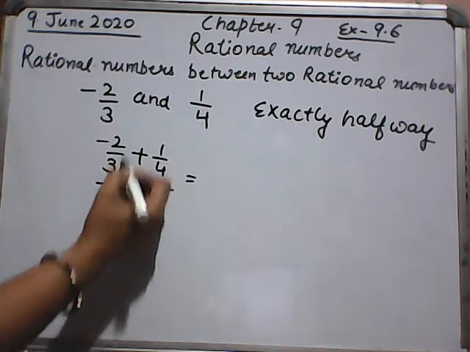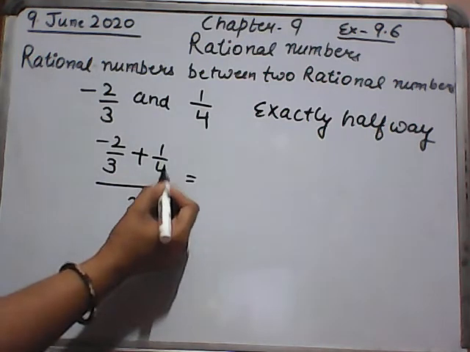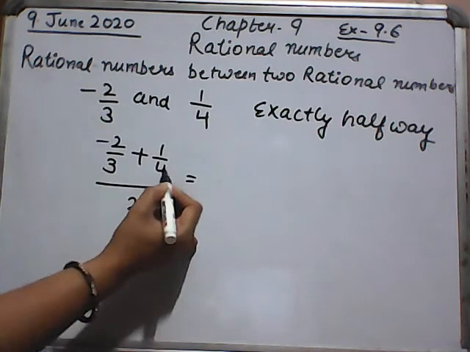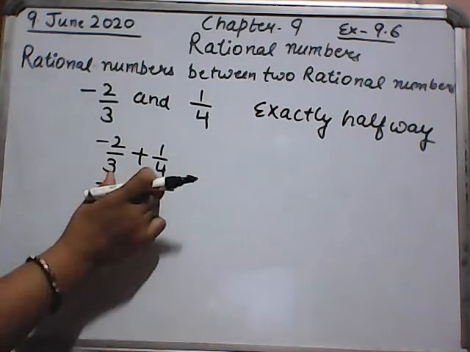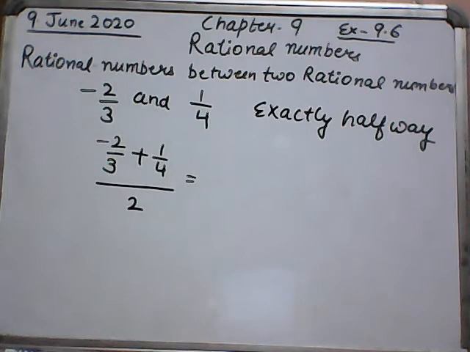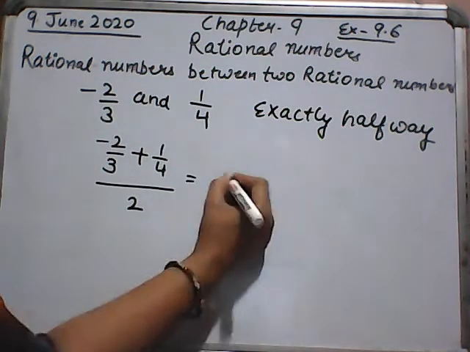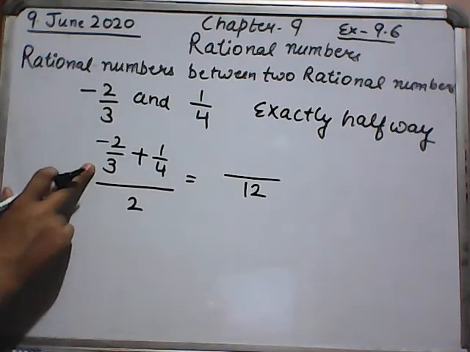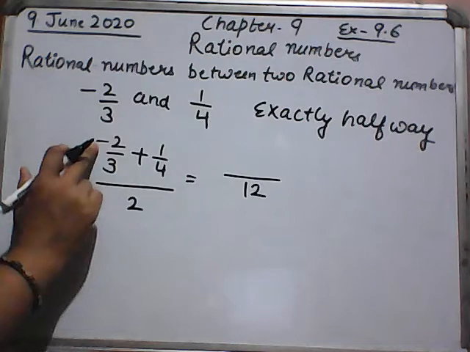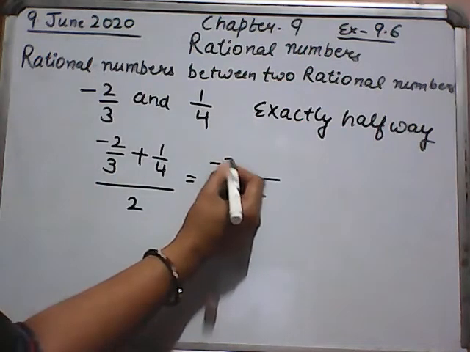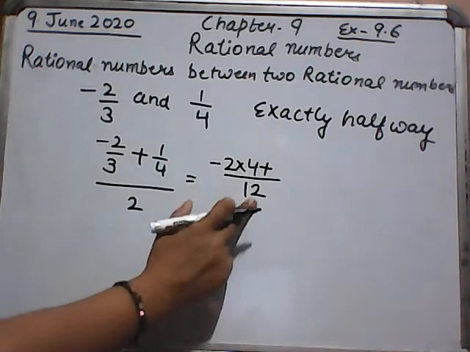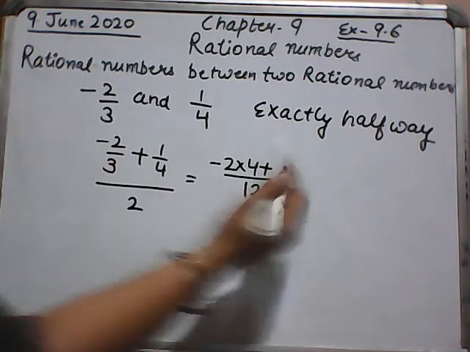Now, minus 2 by 3 plus 1 by 4. Addition of two rational numbers. Here denominator is 3. Here denominator is 4. Both denominators are different. So, we have to find the LCM of 3 and 4. What is the LCM of 3 and 4? 12. Now, 3 fours are 12. Then, we have to multiply minus 2 by 4. Minus 2 multiplied by 4. 4 threes are 12. So, we have to multiply 1 by 3.